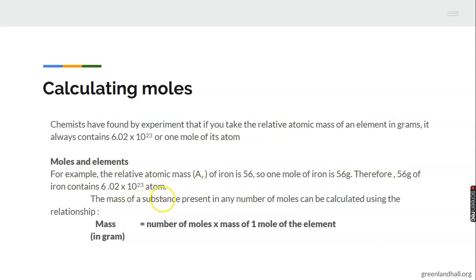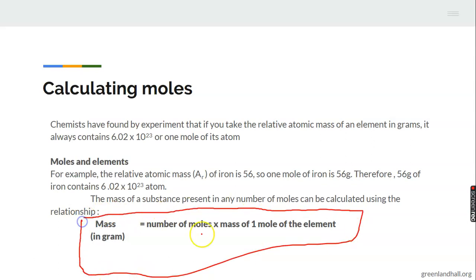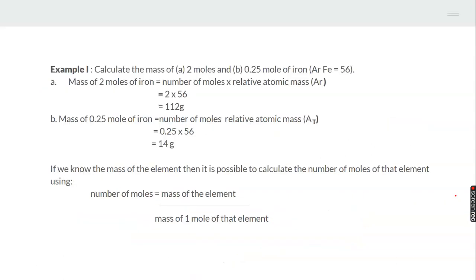So the mass of a substance present in any number of moles can be calculated using the relationship: mass in grams equals number of moles times mass of 1 mole of that element. As you can see, mass of 1 mole of iron, for instance, is 56 grams. So when you want to calculate mass in grams at any point in time, you use this relationship. Don't forget, that's number of moles times mass of 1 mole of the element you are talking about.